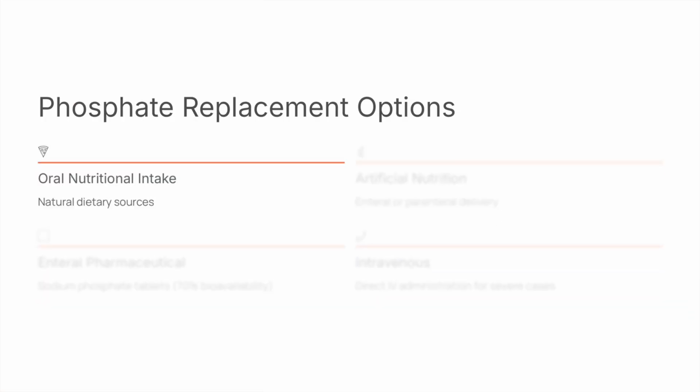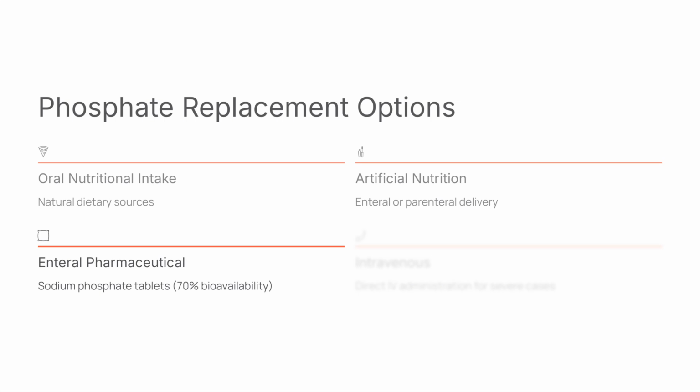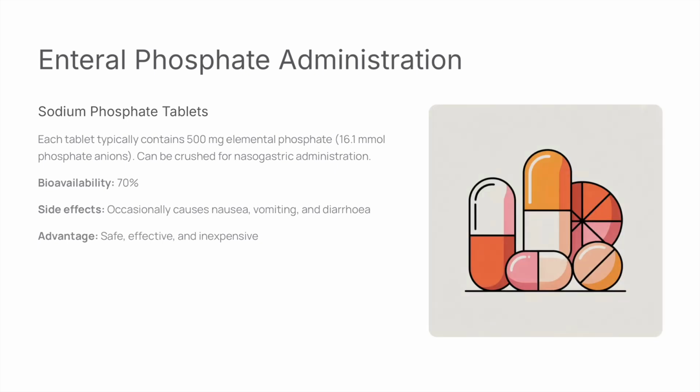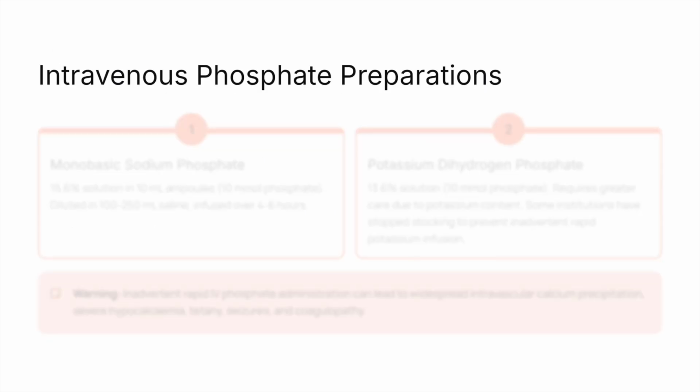Regarding phosphate-free replacement options, you have oral nutritional intake. You can take it through your diet, artificial nutrition, or you can give it enterally through tablets like sodium phosphate tablets with 70% bioavailability, and intravenous, that is direct IV administration. The enteral tablet, the sodium phosphate, can be given even crushed by nasogastric tube. The side effects are nausea, vomiting, diarrhea. However, it is quite safe, effective, and pretty inexpensive.